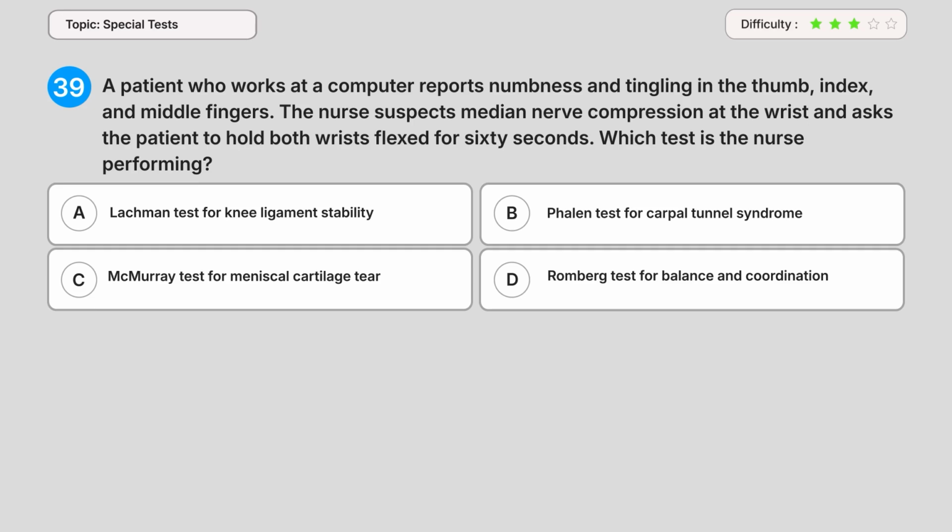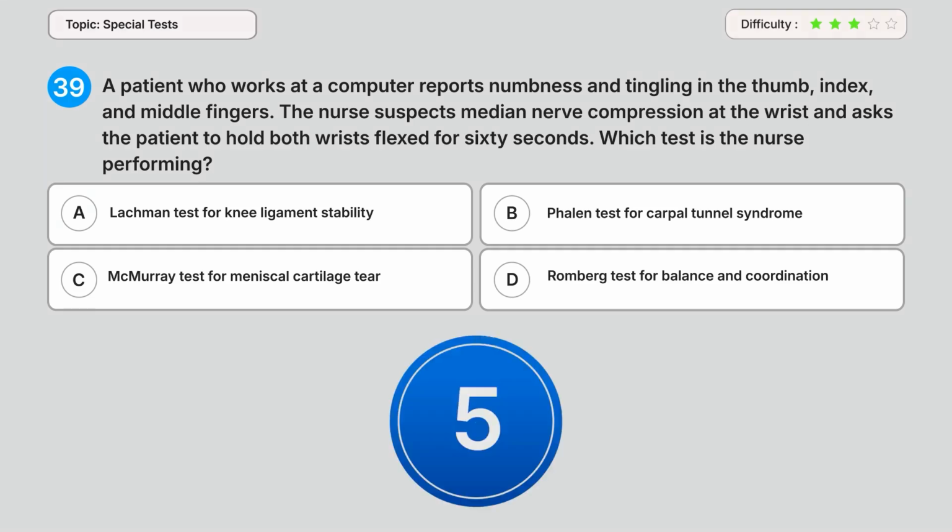A. Lachman test for knee ligament stability. B. Phelan test for carpal tunnel syndrome. C. McMurray test for meniscal cartilage tear. D. Romberg test for balance and coordination. Do you know the answer?